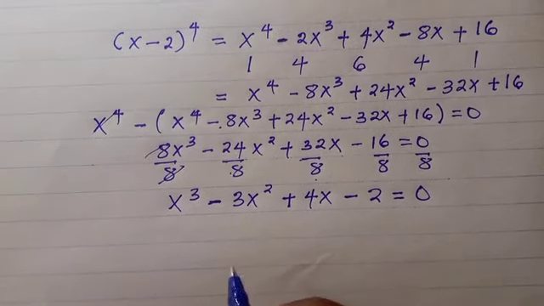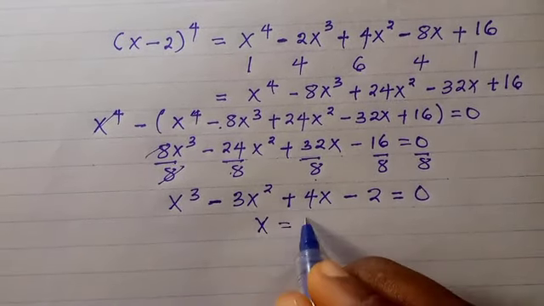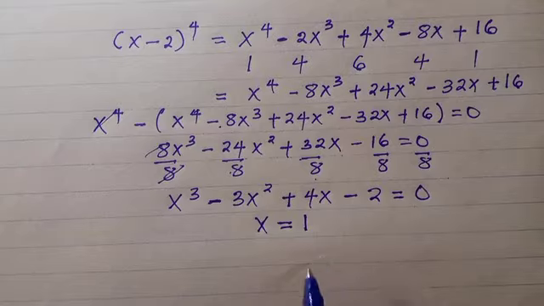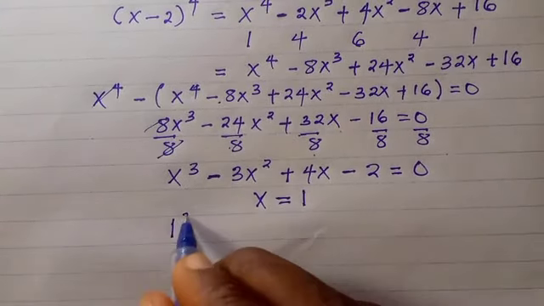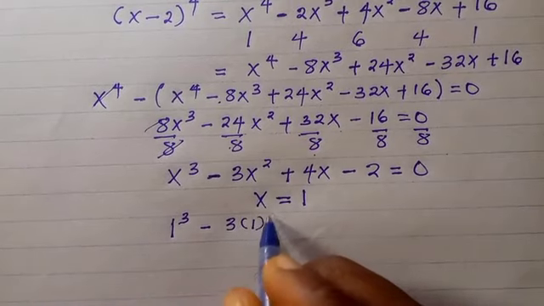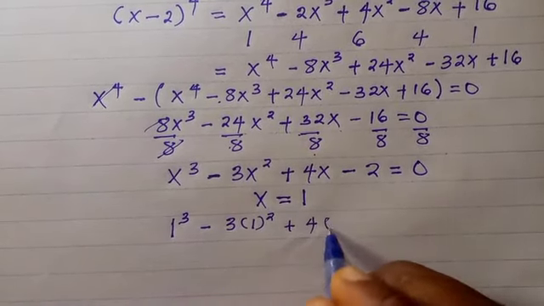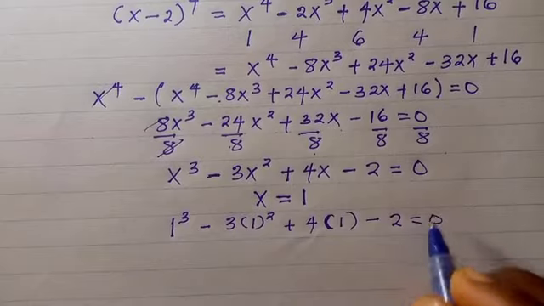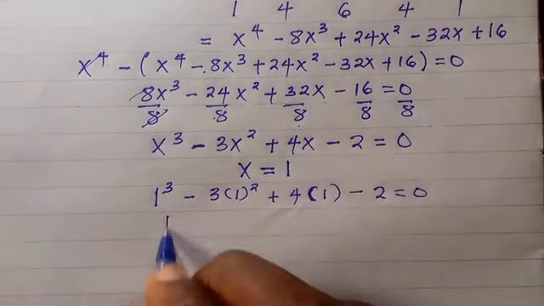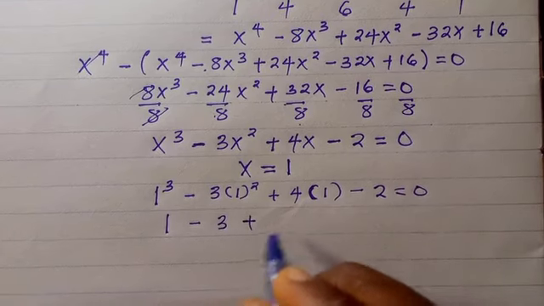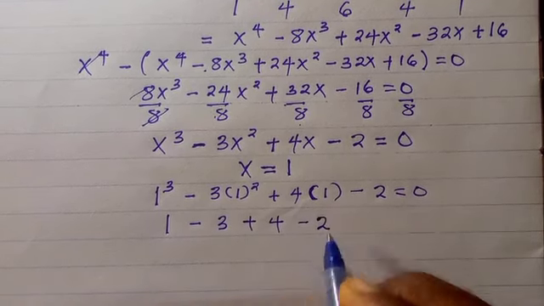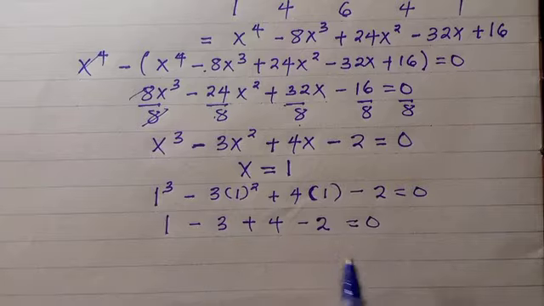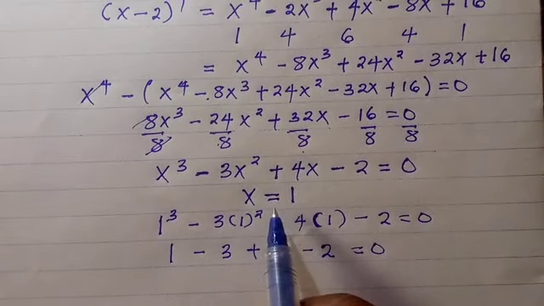So here, if I let x equals 1, trying to substitute x equals 1 here to check if all this equals 0. By doing that, we have 1 to the power 3 minus 3 into (1 squared) plus 4 into (1) minus 2 equals 0. Then we have 1 cubed is 1, minus all this is 3, plus 4 minus 2. So the addition of all these equals 0. It shows that x equals 1 is one of the solutions to this.